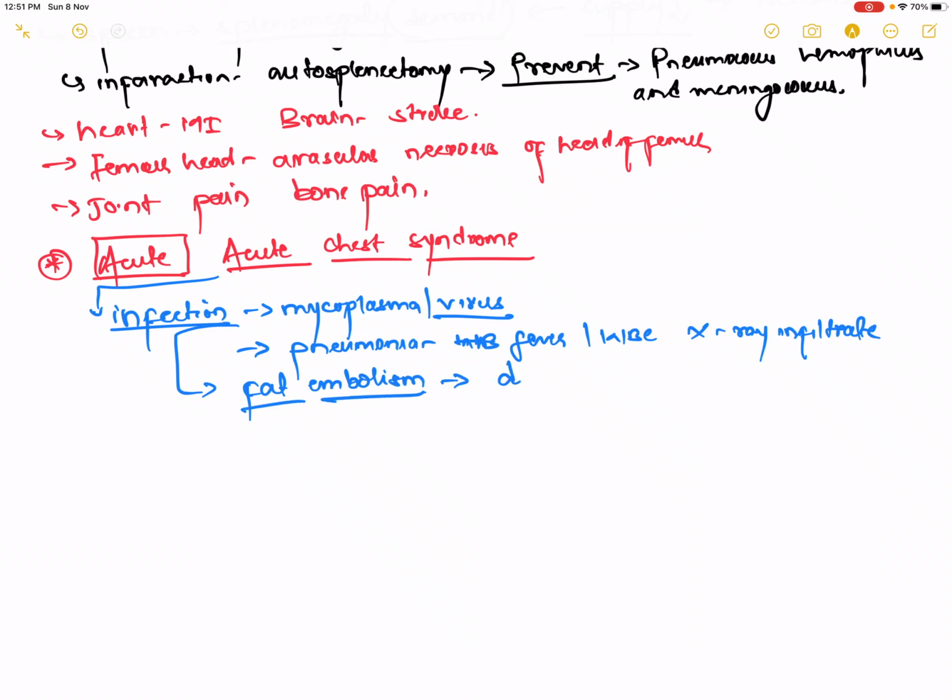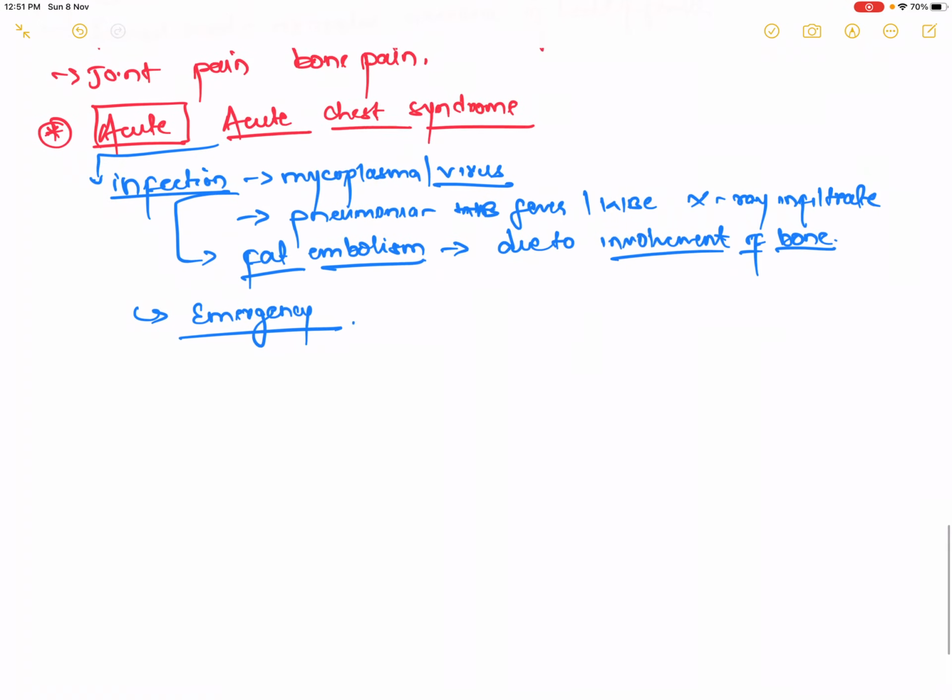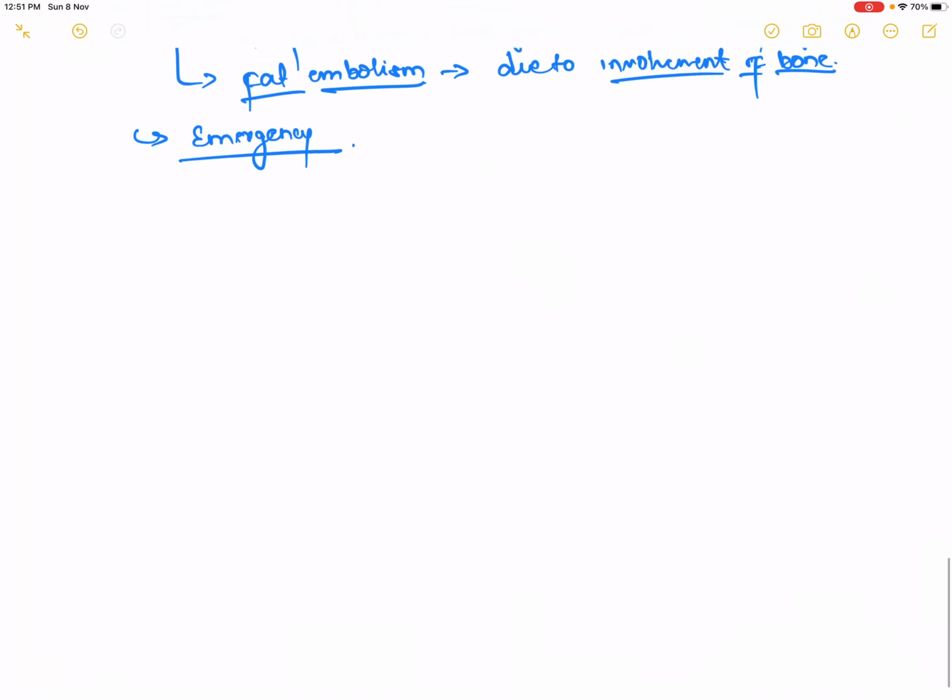Due to involvement of bone. So secondary to involvement of bone, occlusion of bone, necrosis of bone, the fat can embolize to the lung and lead to acute chest syndrome, which is an emergency. Okay, now these are basically the presentations.